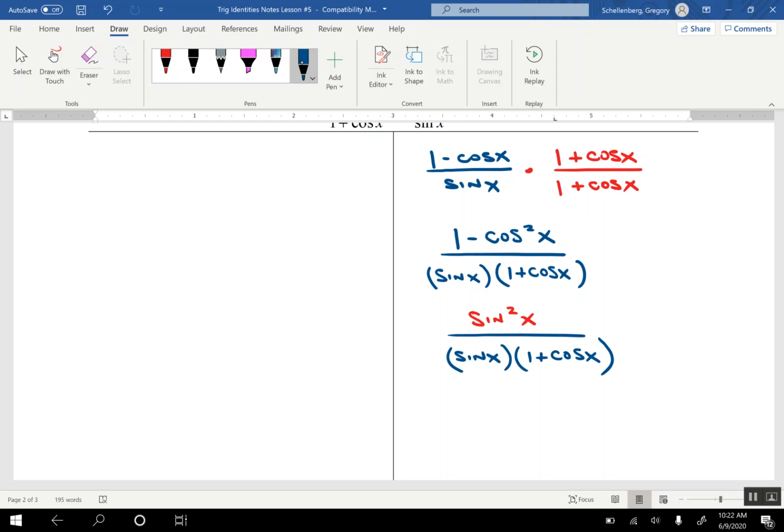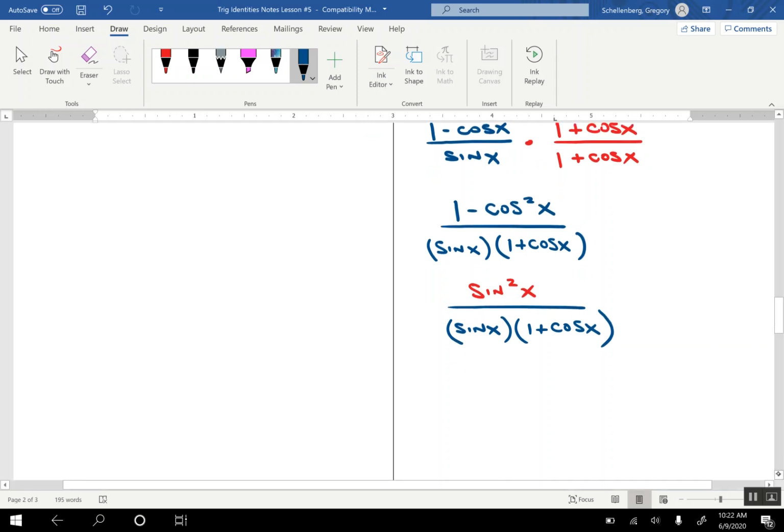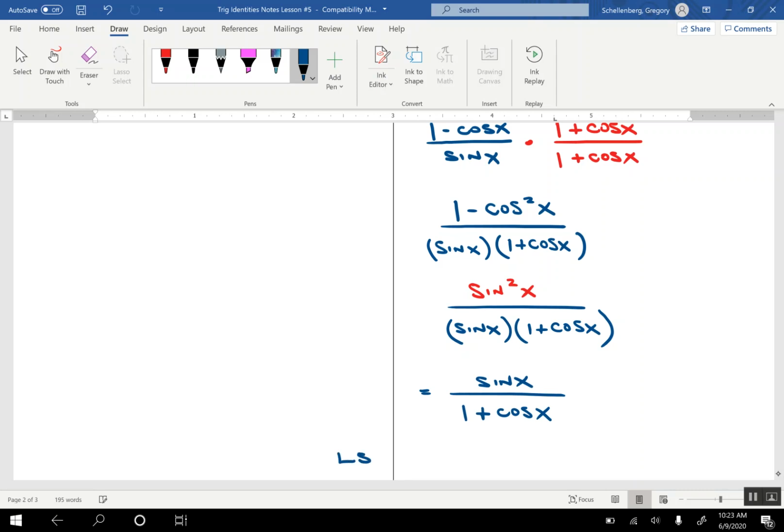Okay, and there's a sine x in the numerator and denominator that we can cancel. So we are left with sine x over 1 plus cos x. And so the left side is equal to the right side. And we are done with that proof.